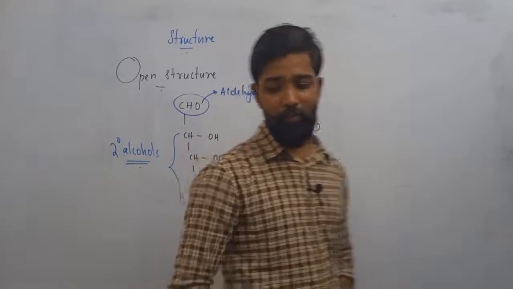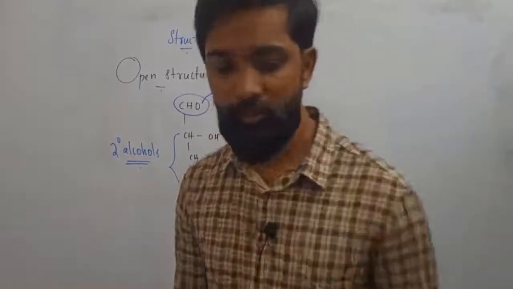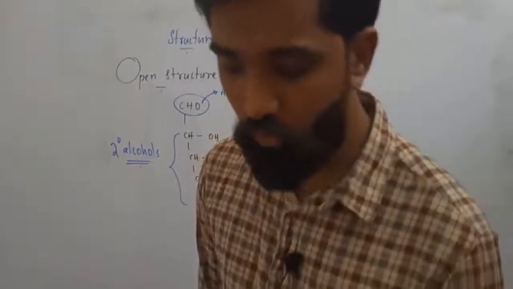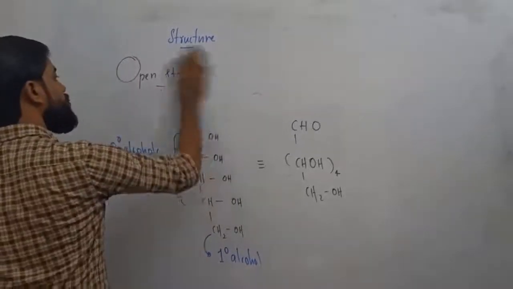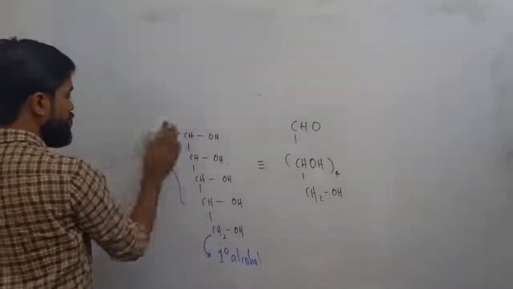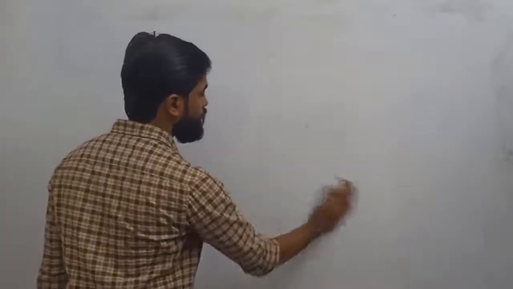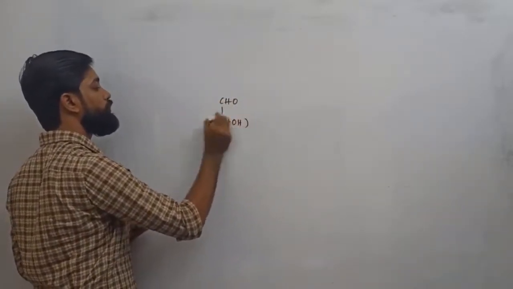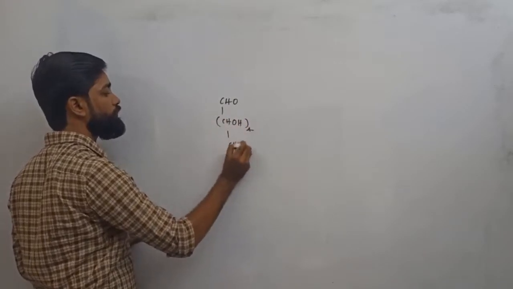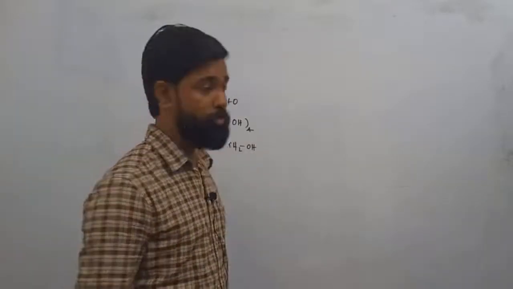This open structure is analyzed by a lot of experimental reactions. So let's discuss how the open structure is analyzed using experimental observations. Listen carefully. I have glucose, CHO, CHOH four times, CH2OH. Let me introduce some evidences for the open structure.